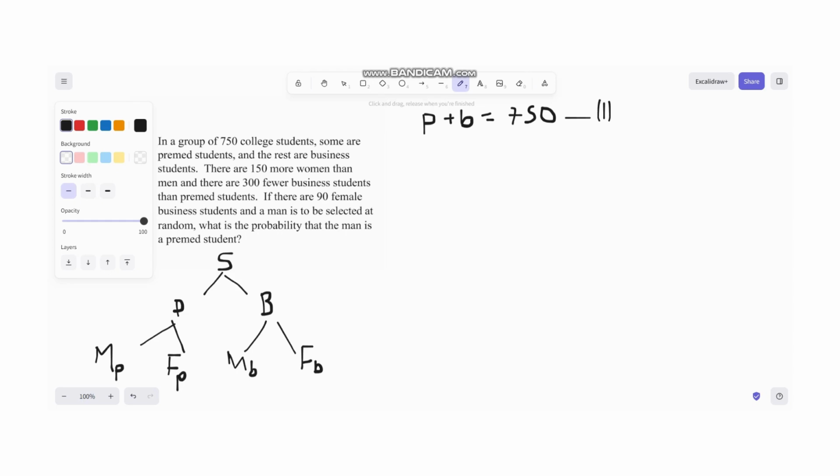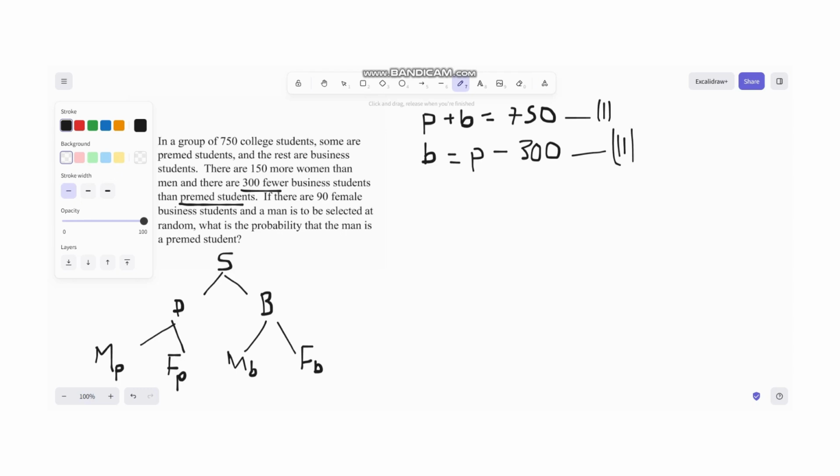Now there are 150 more women than men and 300 fewer business than prim. Since we are only talking about prim and business at this point, let's solve this first. 300 fewer business students than prim students. So that is equivalent to saying that business students is 300 fewer than prim. That is prim minus 300. But you can also say prim students is b plus 300 if you move this 300 on the left. So that will be equation 2.